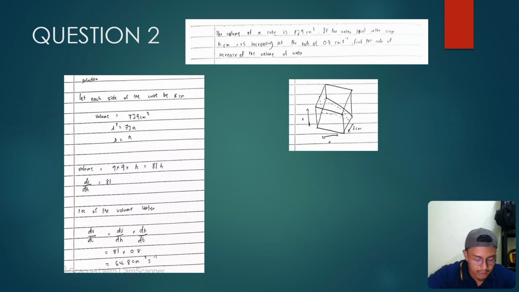Okay, the solution is dV/dt equals dV/dh times dh/dt equals 81 times 0.8 equals 64.8 cm³ s⁻¹. Hence the rate of increase of the volume of water is 64.8 cm³ s⁻¹.